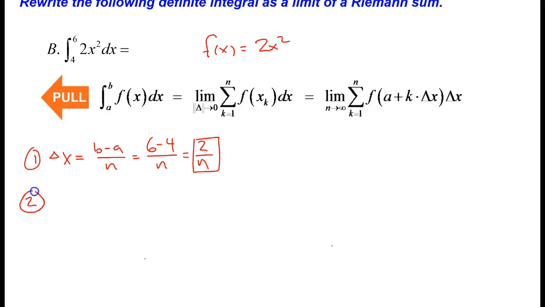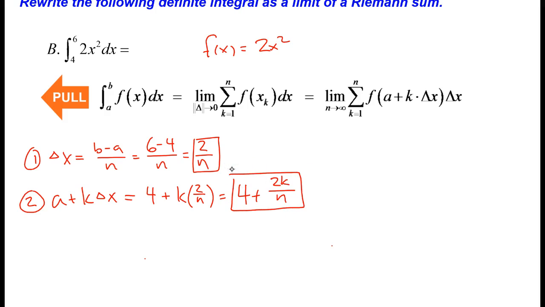Next thing here is we're going to come up with an expression for a plus k times delta x. Well, this is a little bit more challenging because this time our a isn't 0. Our a is 4. So that's going to make our algebra a little bit more complicated in a second. So we have 4 plus k times 2 over n, which equals 4 plus 2k over n. And when I say 2k, that's not to be confused with the Xbox or PlayStation video game. Okay, so we have our delta x. We have a plus k delta x.